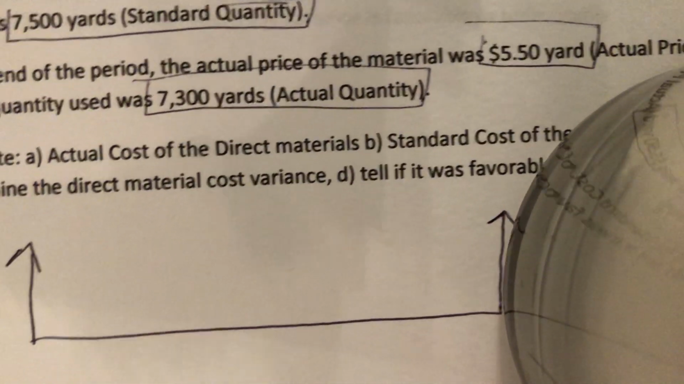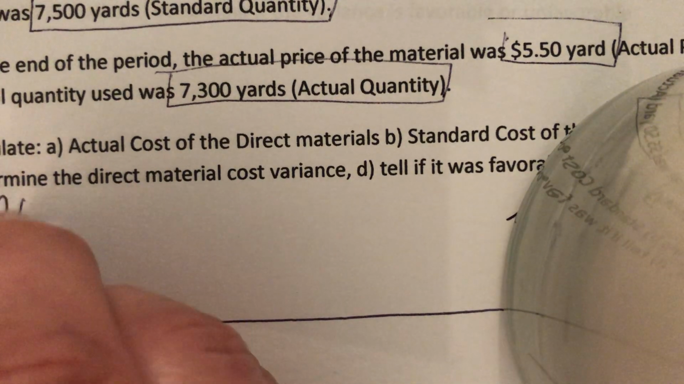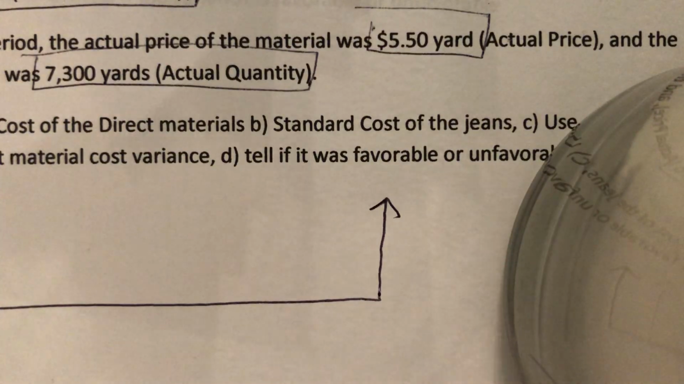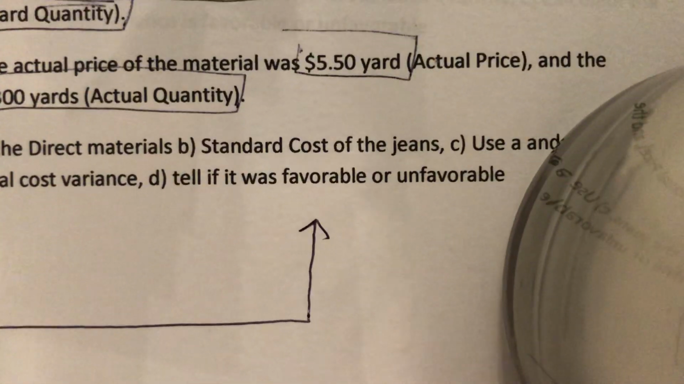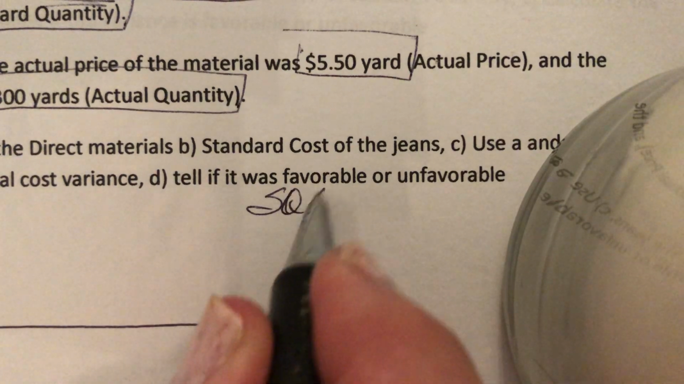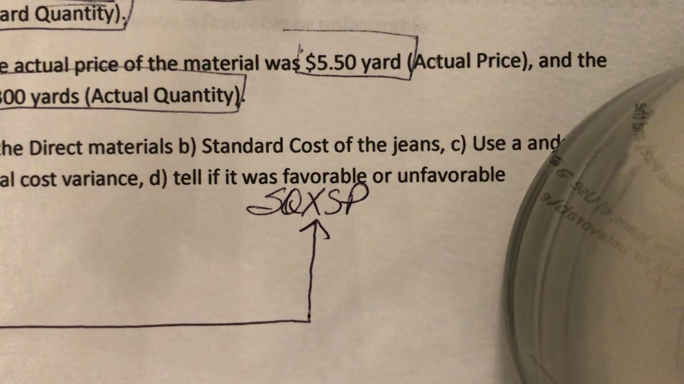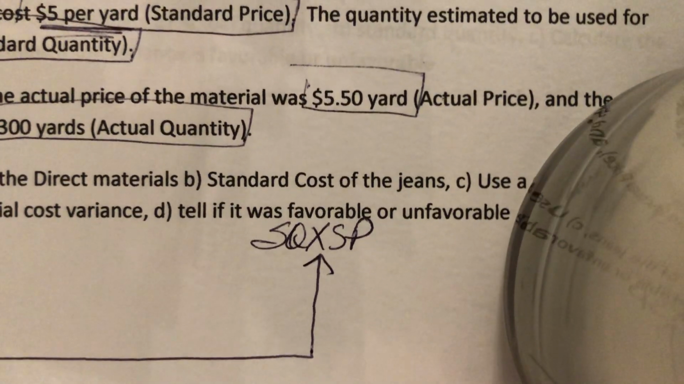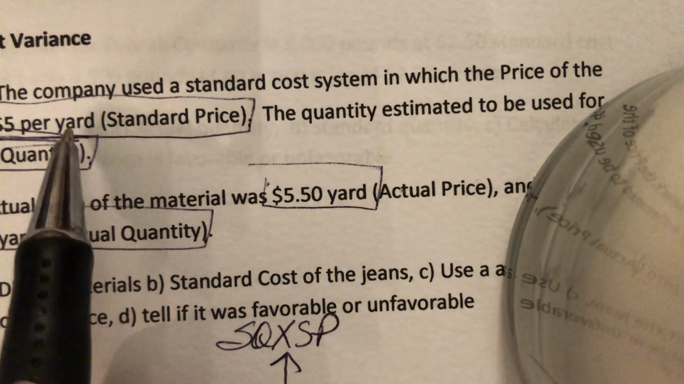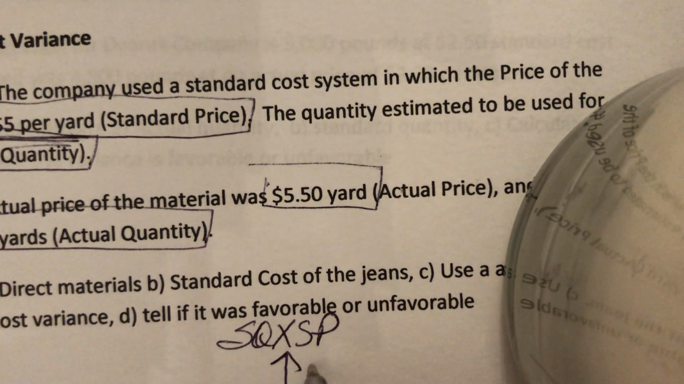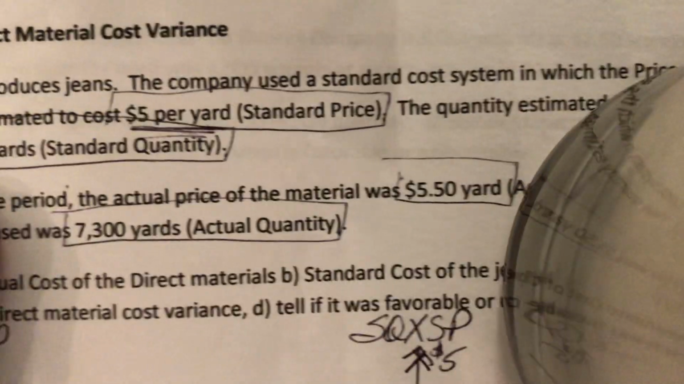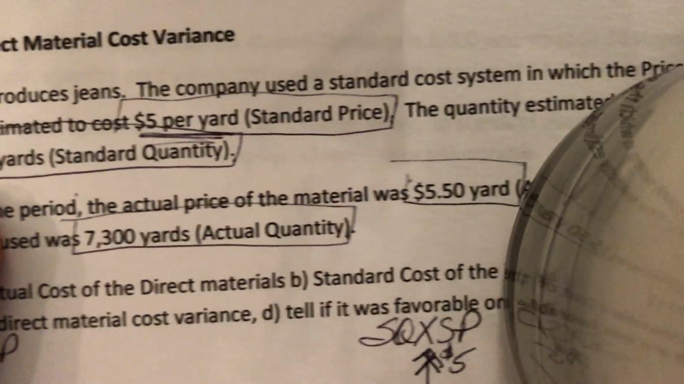Okay. So on this side, we want actual quantity times actual price. And on this side, we want standard quantity times standard price. Okay, let's find our dollar amounts in our quantity that I circled up here. Now, the standard, what we thought we were going to pay was $5. We want to multiply that by how much we thought we were going to use for the blue jeans, 7,500 yards.